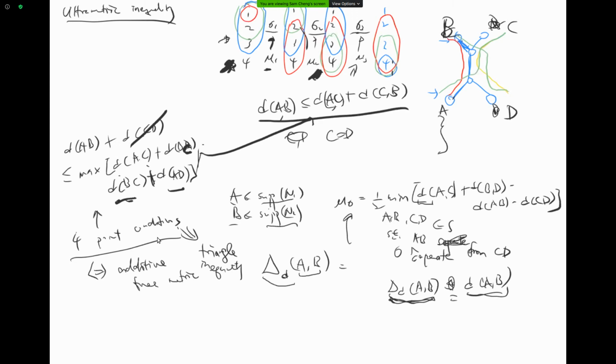Okay, let's go back to this. I want to finally mention the ultrametric inequality. It states that if I have 3 points, A, B, and C, it's similar to the triangle inequality, but quite a bit stronger. It says that DAB is less than or equal to the maximum of DAC and DBC.